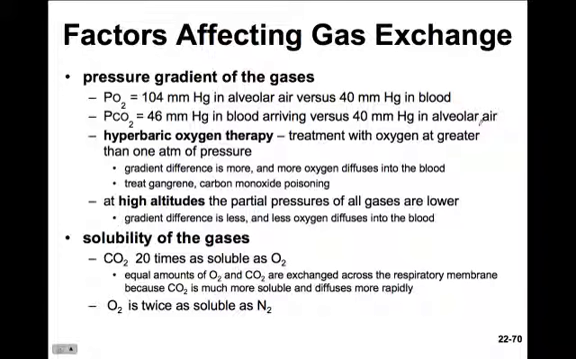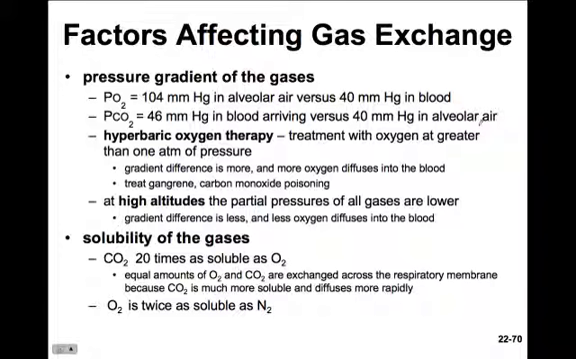At high altitudes, the partial pressures of all the gases are actually lower, so the gradient difference is less. It's not that there's less oxygen in the air up here. It's mainly that this gradient difference is less. So less partial pressure of oxygen means that less oxygen is diffusing into the blood for each breath of air we take.